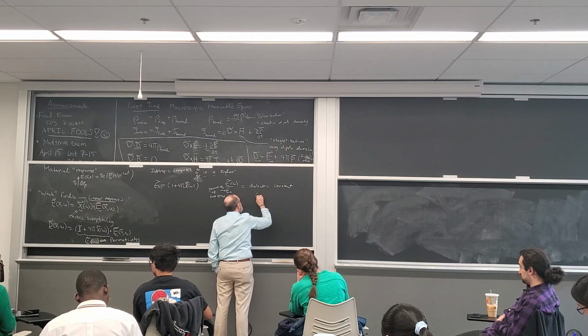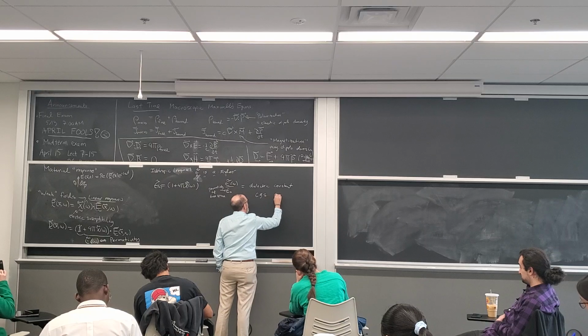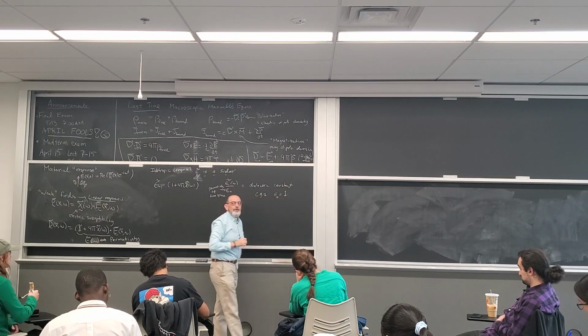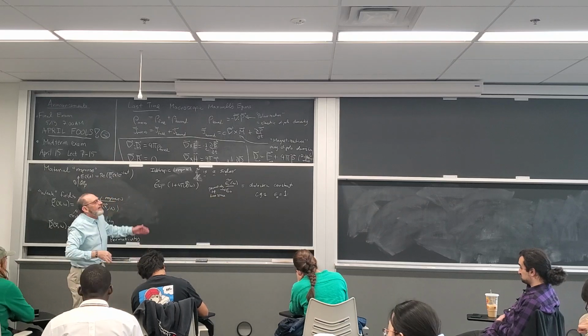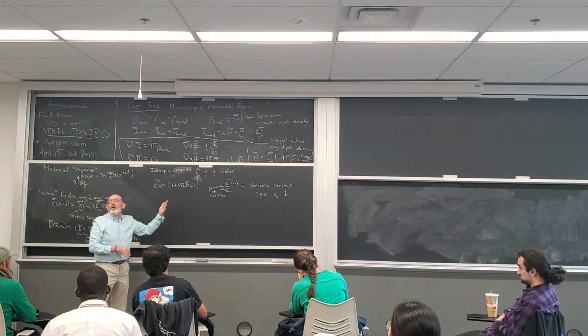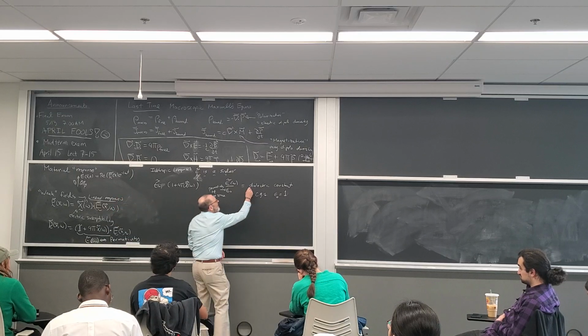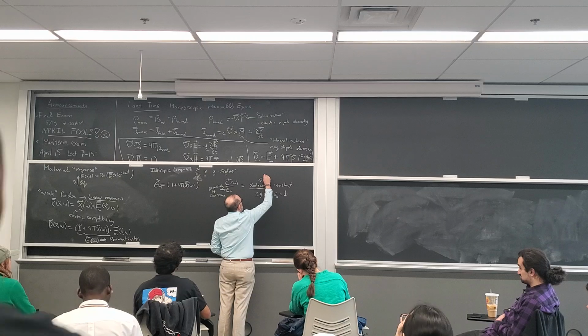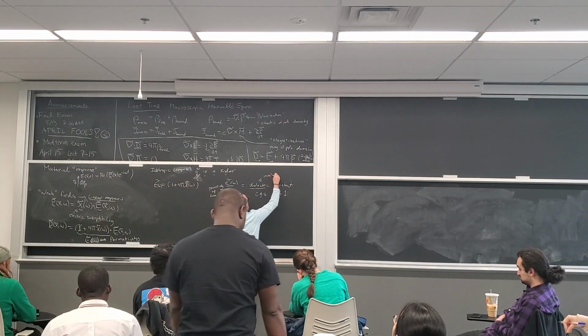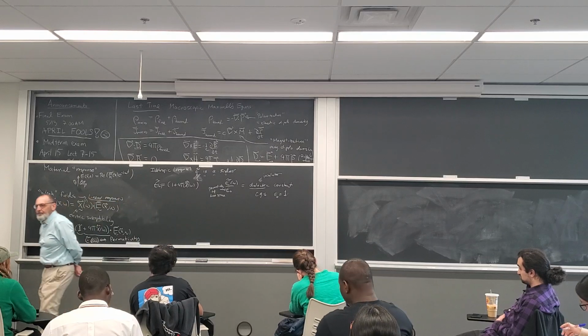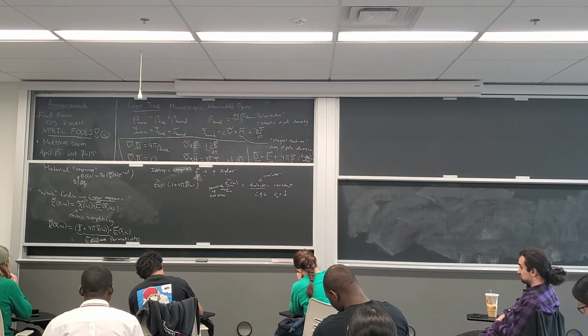And in CGS, epsilon naught is 1. So the relative permittivity is also called the dielectric constant. A dielectric is another name for an insulator, where all the charges are bound. Okay? All right, very good.